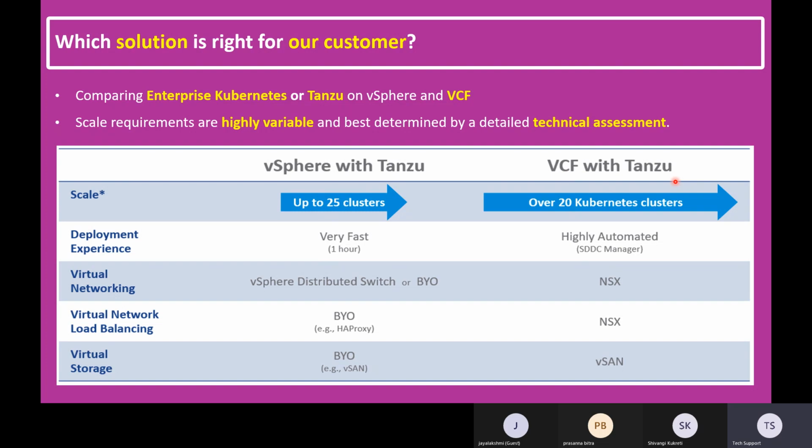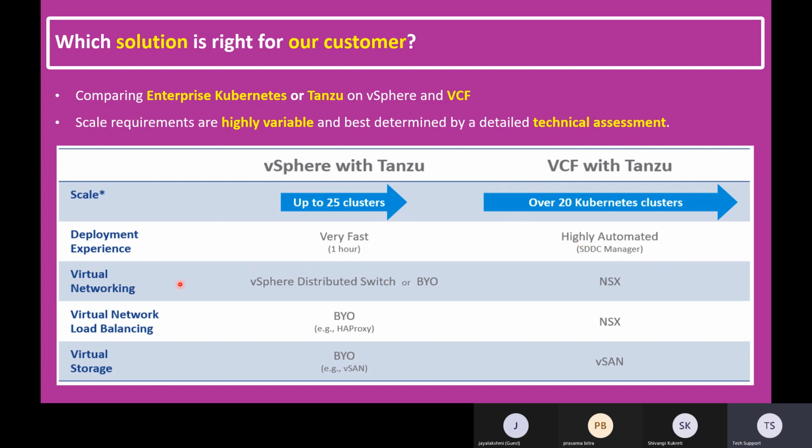And if you are using VMware Cloud Foundation with the Tanzu product, Tanzu meaning TKG, Tanzu Kubernetes Grid, then over 20 Kubernetes clusters, you will go for VCF. So below 25, you go with the vSphere product; over 20 means you will go with the cloud concept, VCF with Tanzu. The deployment experience in vSphere is very fast, within 1 hour we can finish it, and VCF also has a highly automated option available. So both have very fast deployment.